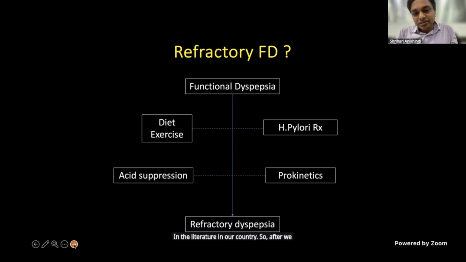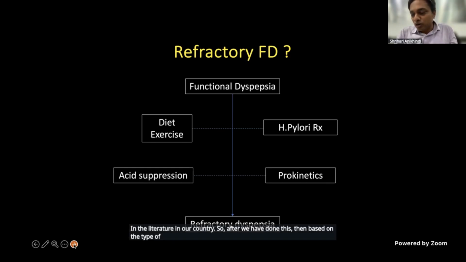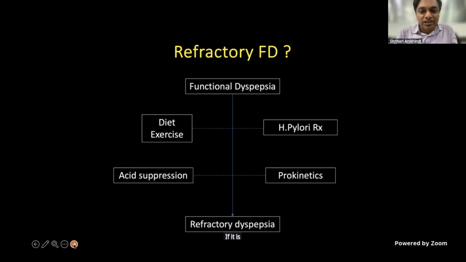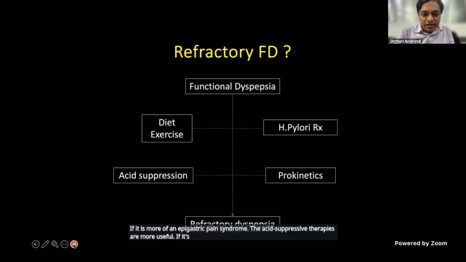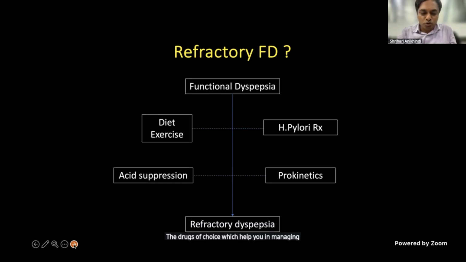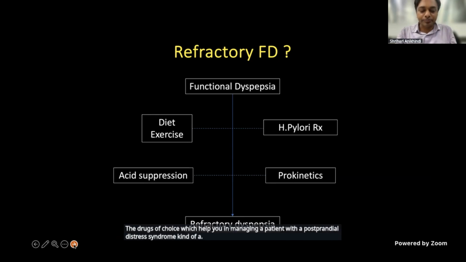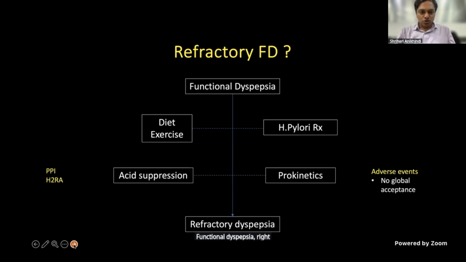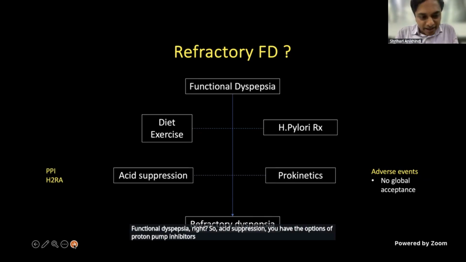So after we have done this, then based on the type of morphology that Dr. Umesh commented upon, you use either an acid suppression or a prokinetic. If it is more of an epigastric pain syndrome, the acid suppressive therapies are more useful. If it's a postprandial distress syndrome, the prokinetics are usually the drugs of choice which help you in managing a patient with a postprandial distress syndrome kind of functional dyspepsia, right? So acid suppression, you have the options of proton pump inhibitors. Now you also have the PCABs, you have the H2 receptor antagonists.